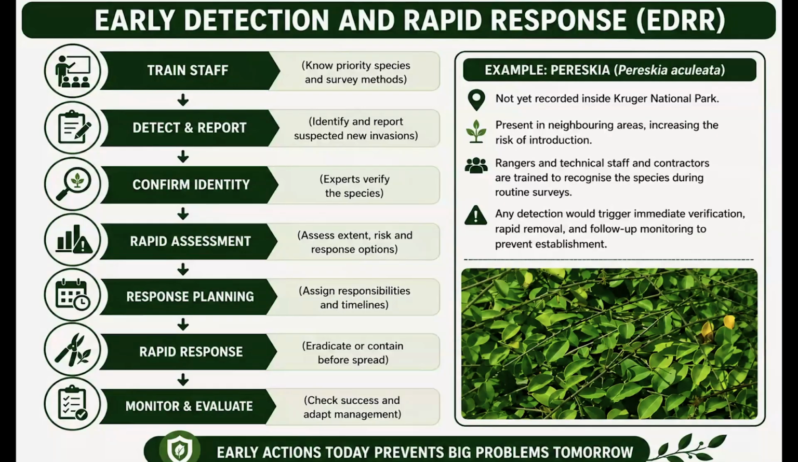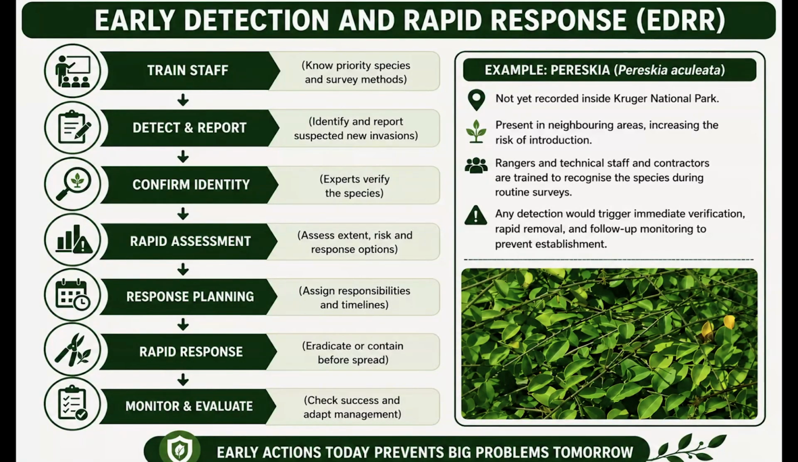So in terms of early detection and rapid response, I've already spoken about training of staff. These are some of the steps that you will take. When you detect a new species, you will report it, or you ask rangers that when they detect a species, they report it, and you confirm identity. This can be in the form of a photograph, them sending photos. But if it's a new species that you also don't know as a conservation manager, you can also send specimens to experts who are able to verify the species for you.